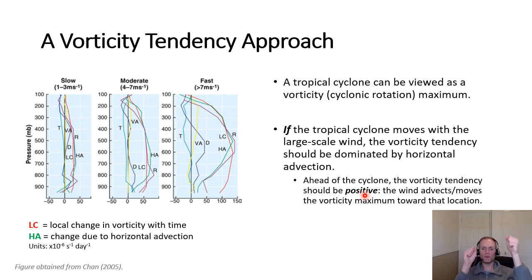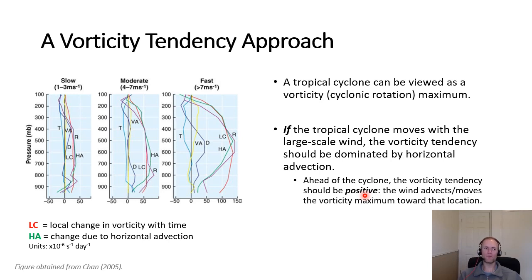The wind is moving the tropical cyclone. The wind is moving the vorticity maximum, or the cyclone itself, toward a given location. So behind the cyclone, you'd expect the vorticity tendency to be negative, but we're not particularly interested in that here.